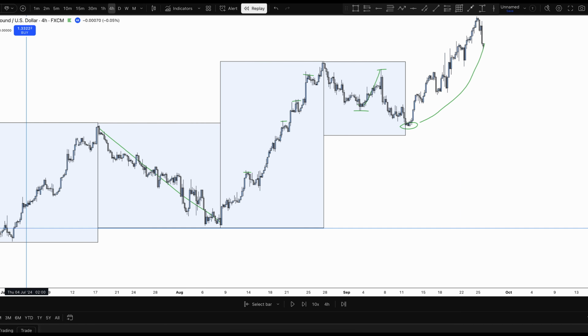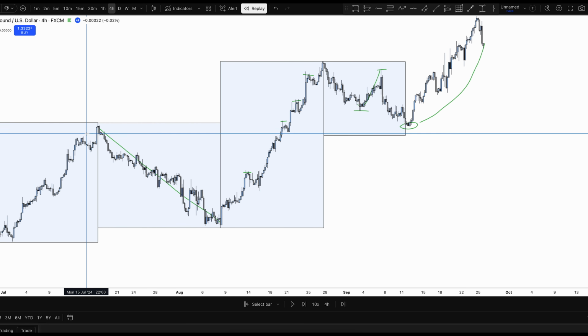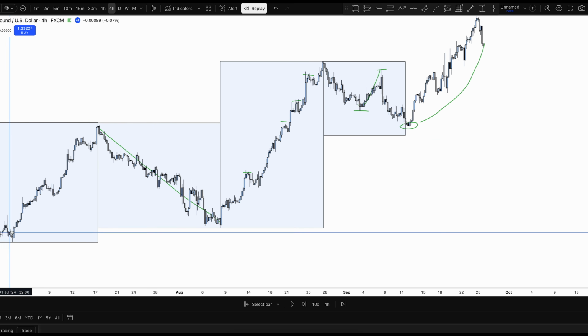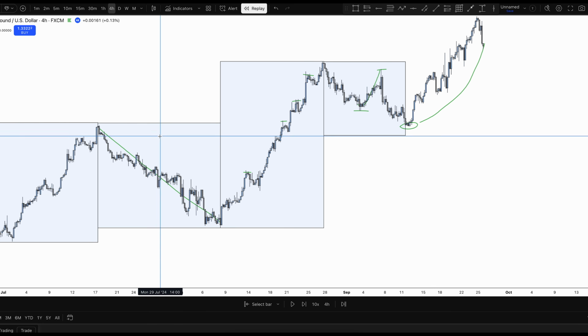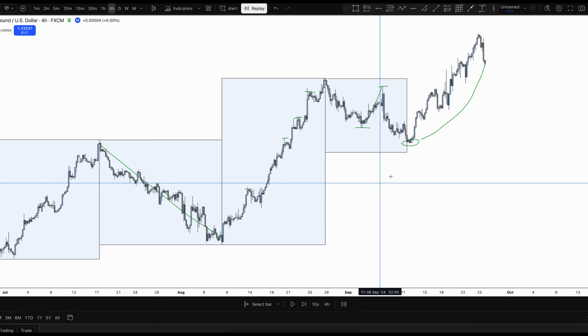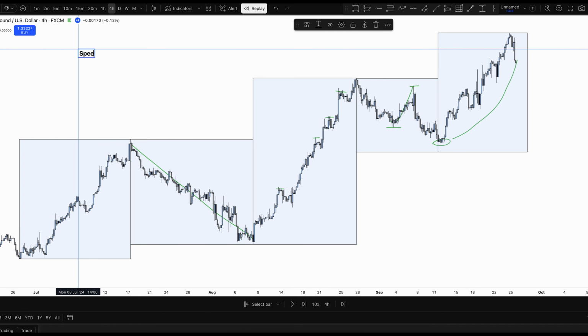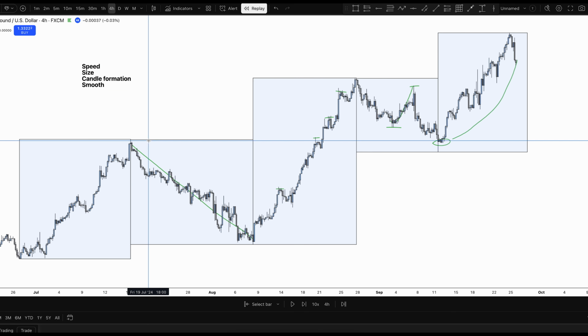But you understand what we're doing here, identifying speed of moves, size of candles, and how these candles or movements are formed, whether they're majority bullish, majority bearish, how big the pullbacks are, the pushbacks, the corrective moves, and you can gauge from that a lot of information as to what is likely to happen next in the market. So that is a rundown of multi-candle momentum. You're looking for the speed, the size, candle formation, and how smooth those movements are, okay? And with this information, you'll have a lot more clarity around the market you're trading.